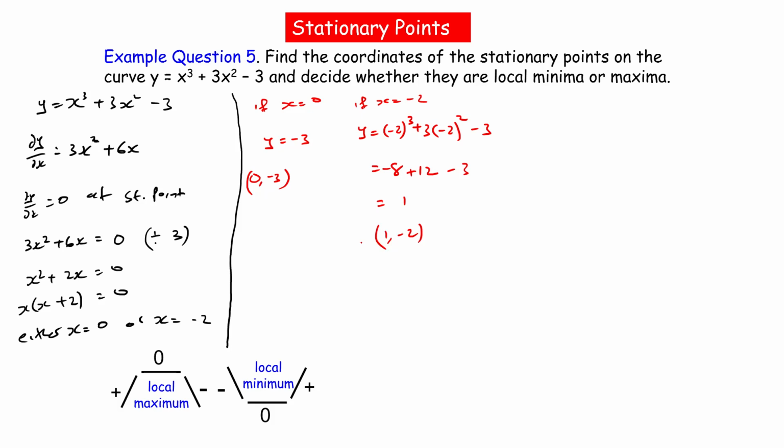Okay, so now we've got to determine whether they're local maxima or local minima. Okay, wrong way around. Switch that. Minus 2, 1. So we've got to determine whether they're local maxima or local minima. So if we look at the 0, minus 3.